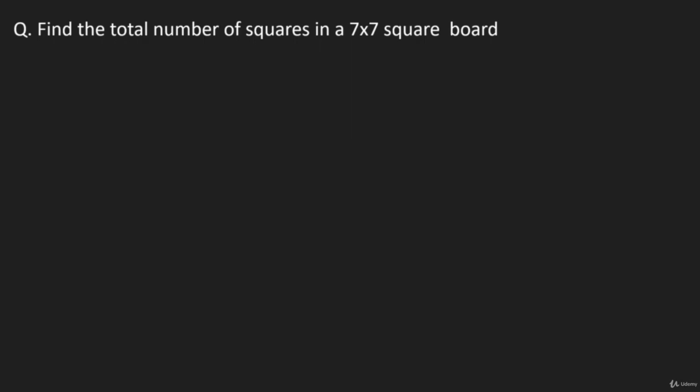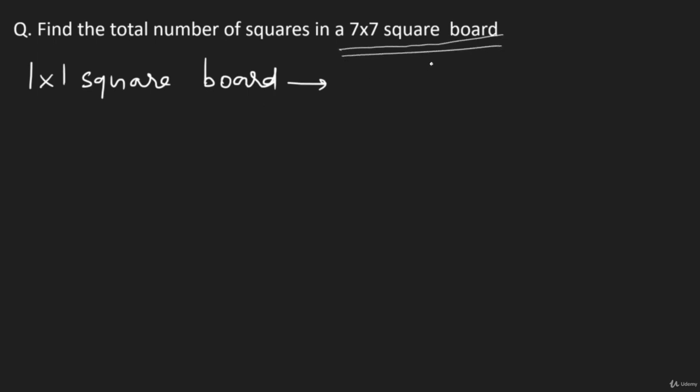Let's do it together. Let's try to analyze a 1 by 1 square board first, and then we'll try a 2 by 2 square board. So this can be called a 1 by 1 or a 1 into 1 square board. And then we'll derive the pattern, and then we'll go to a 7 into 7 square board. Now over here in this type of a scenario you can see that you can only form one square, right? That's this square over here.